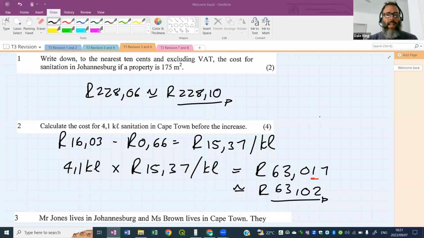So an extra step here, we had to work with the previous tariff and not just the one on the screen, which is making this a 4-mark question.